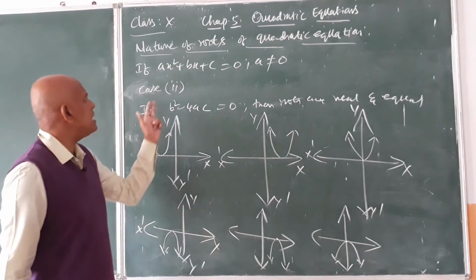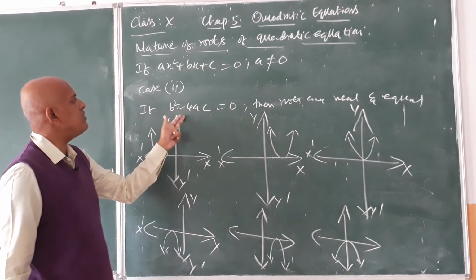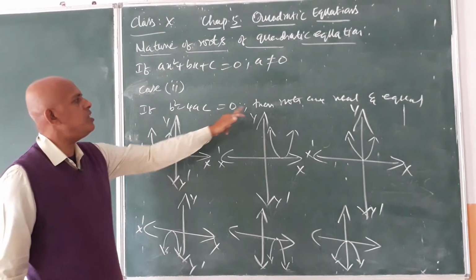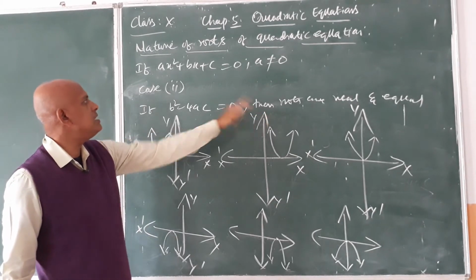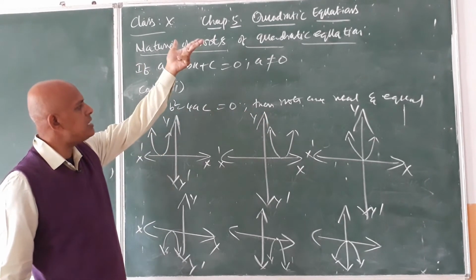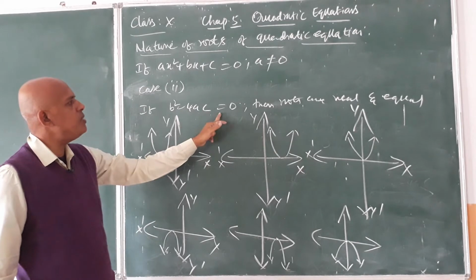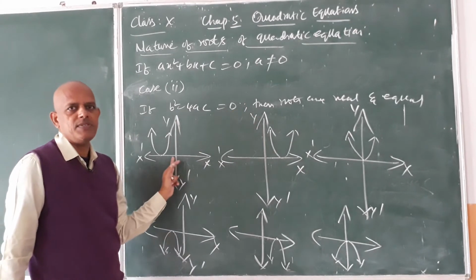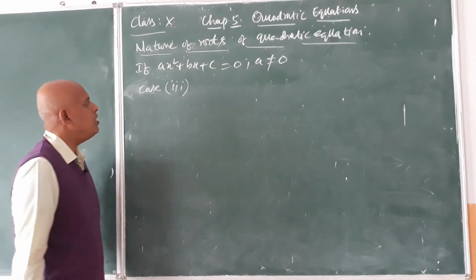So this is the second nature of the roots. What is the nature of the roots when b square minus 4ac is equal to 0? Then the roots are real and equal. This is case 2. Greater than 0 means real and distinct. Equal to 0 means real and equal. Second case, this one. Okay, now case 3.